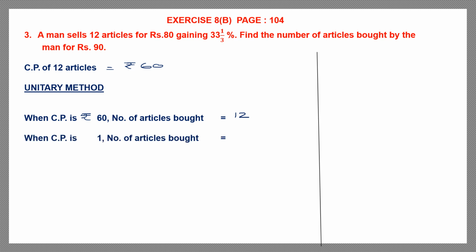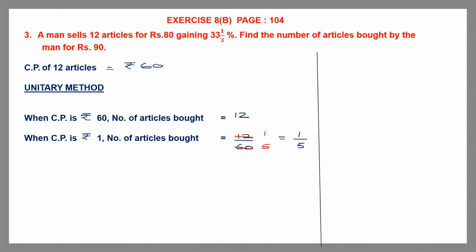So when the cost price is 1 rupee, the number of articles bought will be 12 by 60. We have 12 here, we have 60 here. So when the cost price is 1 rupee, the number of articles bought is 12/60. We can cancel: 12 ones are 12 and 12 fives are 60. So this is 1/5 articles.